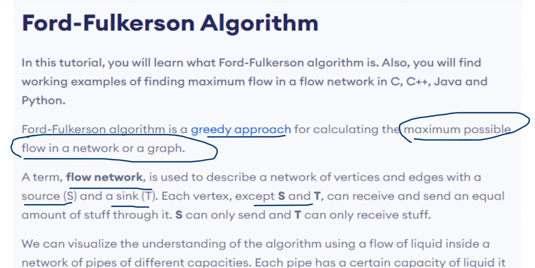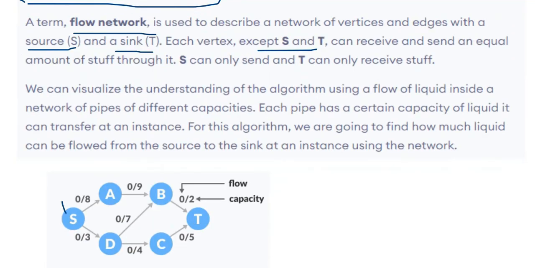So let's see how this works. Like we have already said, this S is our source and T is our sink, which is our destination, like the ending. Each vertex except S and T can receive and send an equal amount of stuff, which means A can travel to B, B can also give to D, B and D can give to C. So this is what is meant by an equal amount of stuff traveling through it.